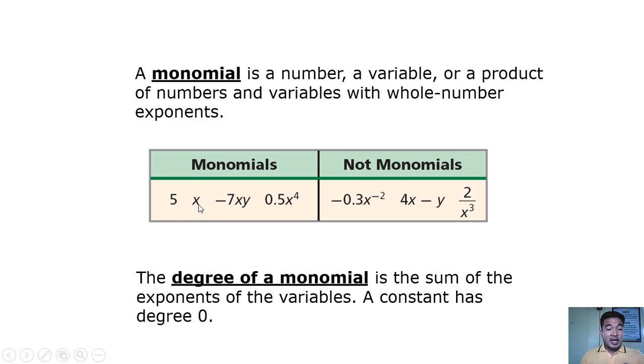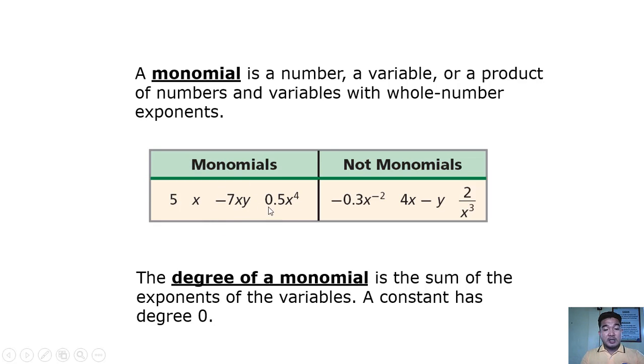How about with x? Si x is a variable. So ang degree niya ay 1. That's x raised to 1. Pero understood na yun na 1 yan, kaya di na natin sinusulat. Here, we have negative 7xy. As you can see, we have two variables here, x and y. And the degree of x is 1 and the degree of y is 1 also. To get the degree of this monomial, we add 1 and 1. So that's 2. So the degree of this monomial is 2.